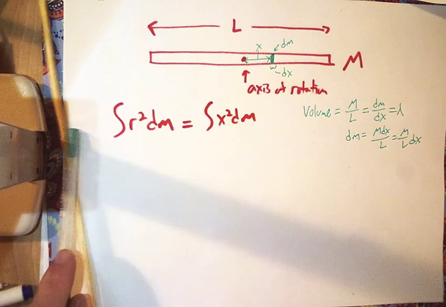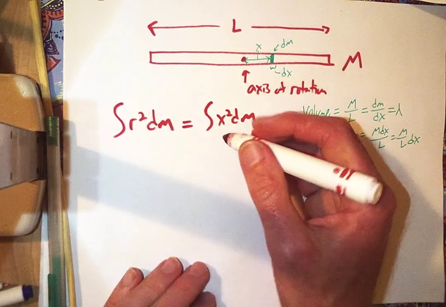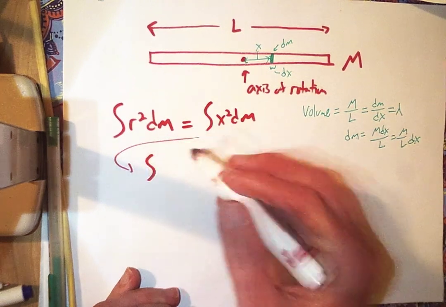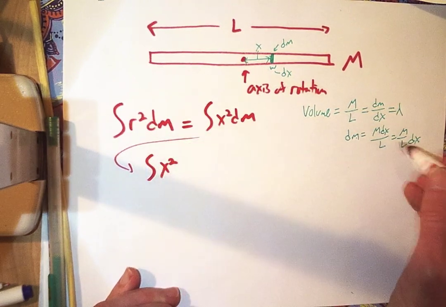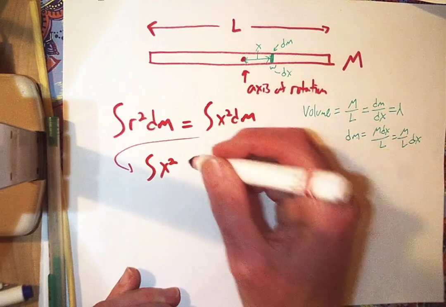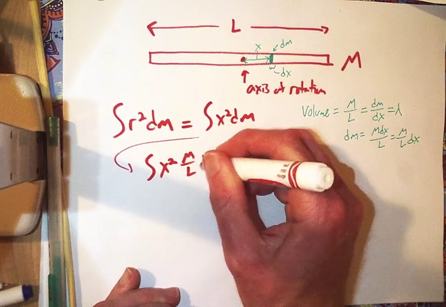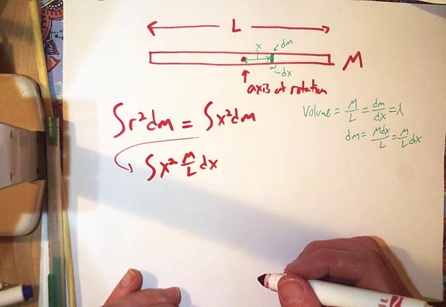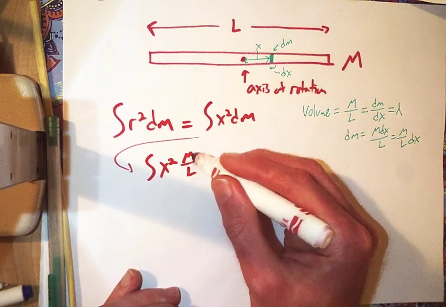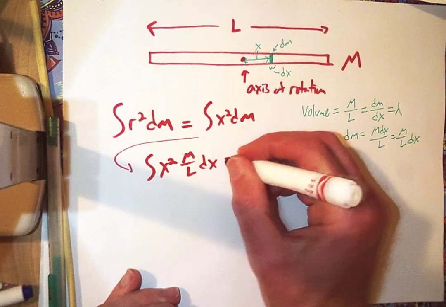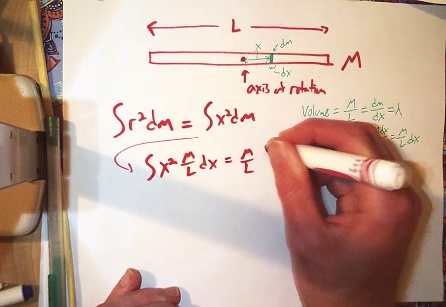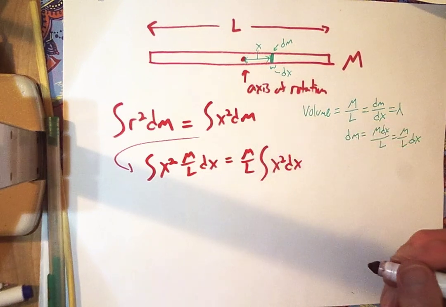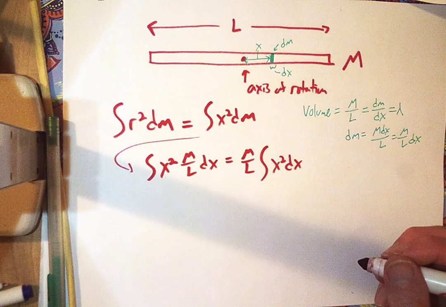Now this really helps us out, because for this integral, I'm just going to write it down over here. Now I can have the integral of x squared, and then the dm turns into M over L dx. That works out pretty well. M over L doesn't change, that's a constant, so I can turn this into M over L times the integral of x squared dx. This is turning out to be a pretty doable integral for us.